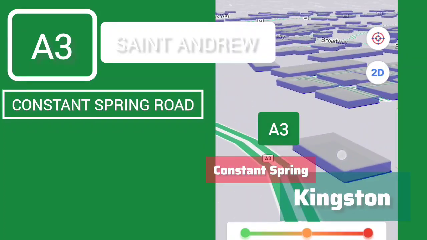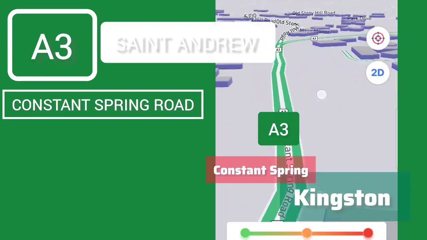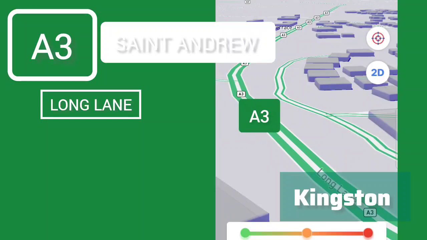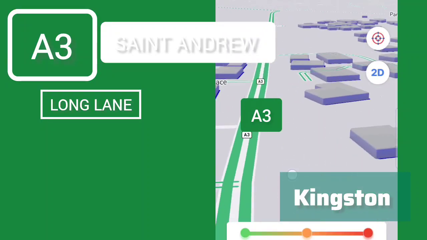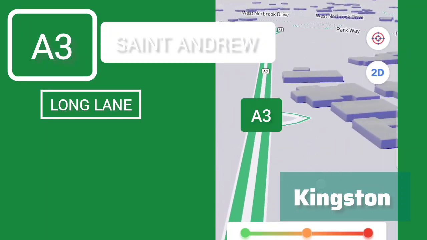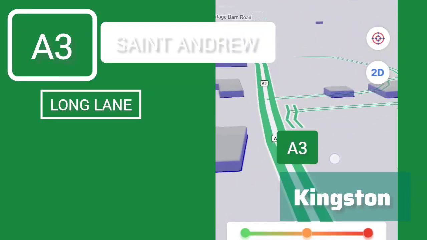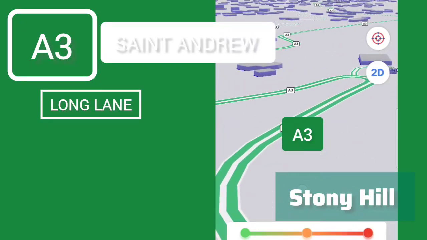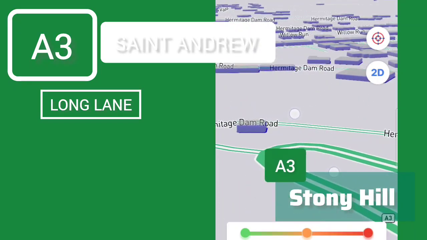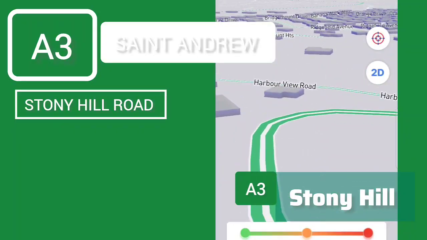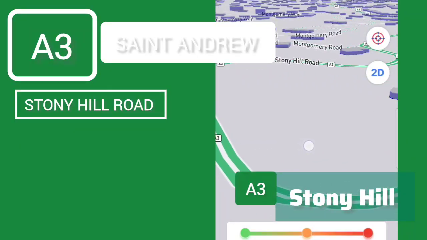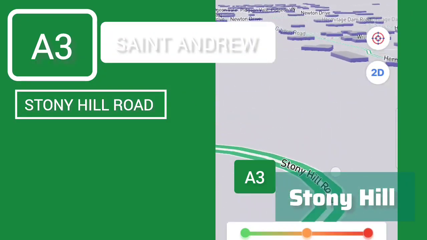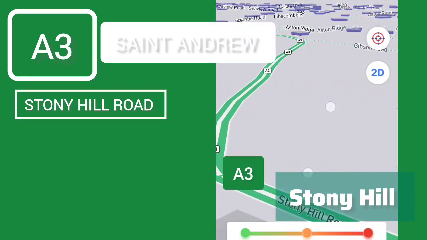Well, I'm not sure, the Google Map is saying Constant Spring Road, but at this time it should be the Stony Hill Main Road. Yep, that's what it should be. So we're continuing on the Stony Hill Main Road, heading into the Stony Hill area. Make that big turn, heading back, that big curve right there, and heading back that way. Yeah, wind the Stony Hill Road up into the hills to get out of Kingston.